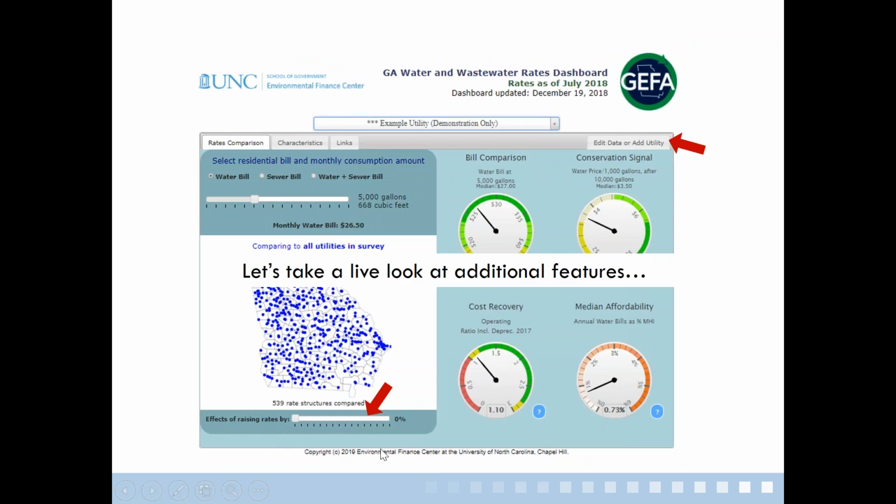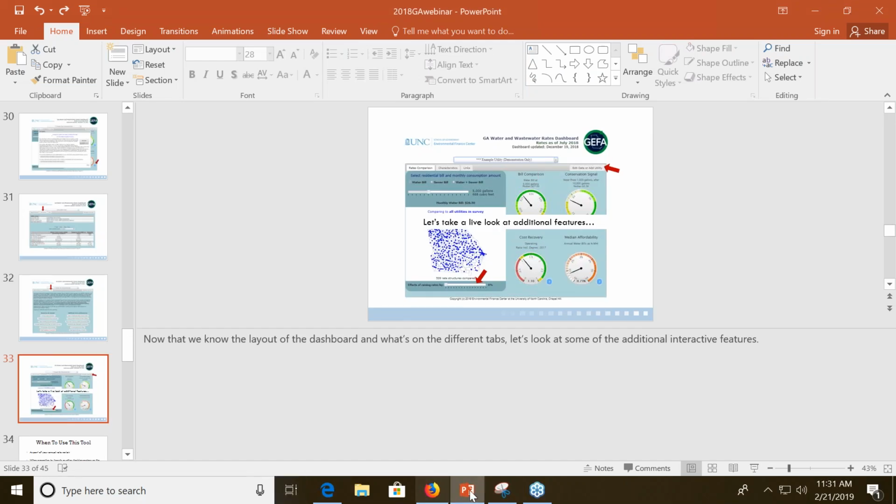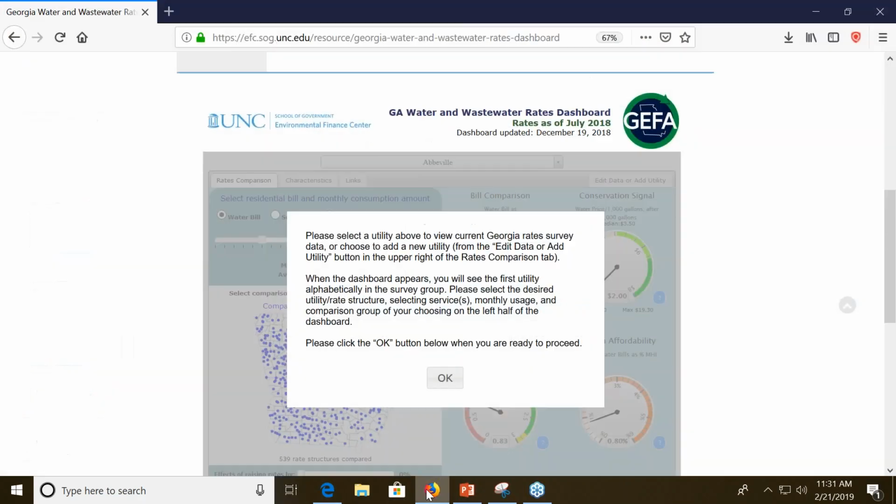All right. So we've gone through all of these basic features of the dashboard, the dials, characteristics, links, and now we're going to take a live look at additional features that really make the interactivity of it great to use. Let me just pull up the dashboard.